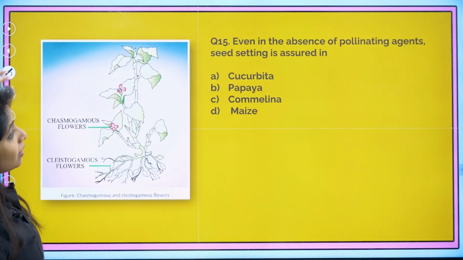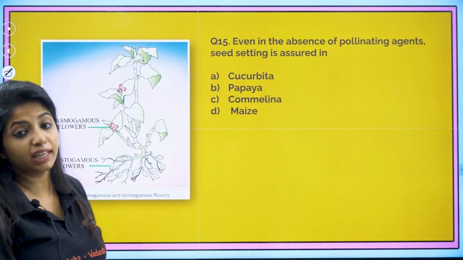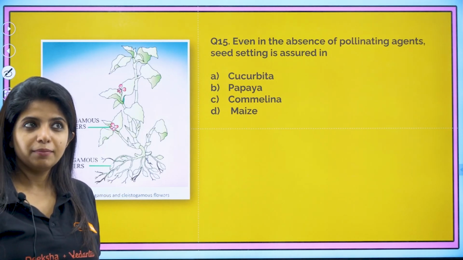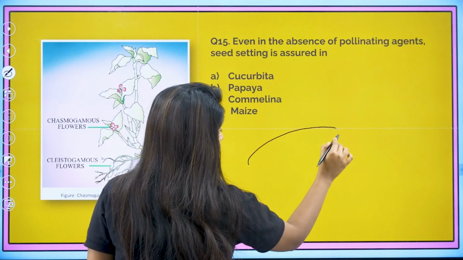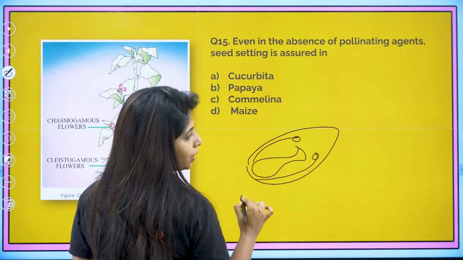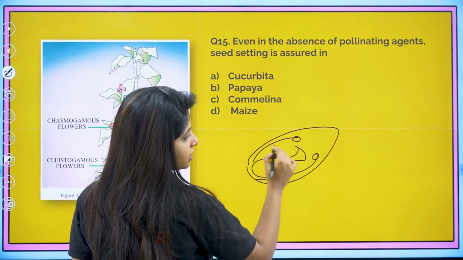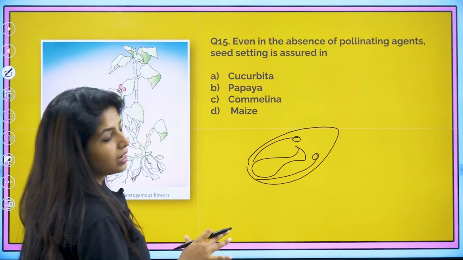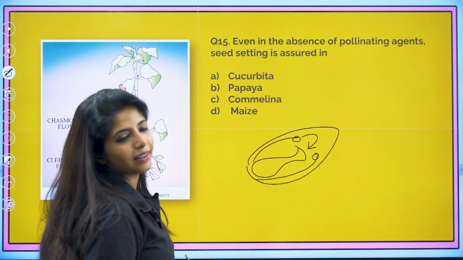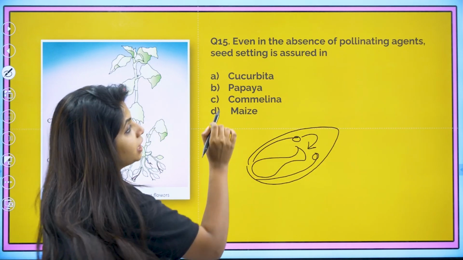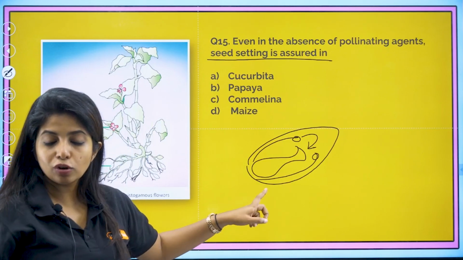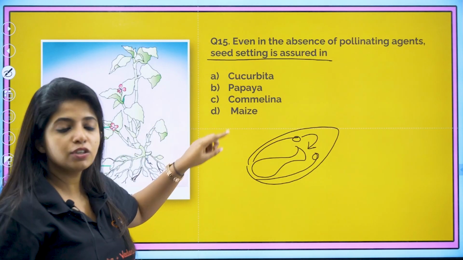Now going ahead, even in the absence of pollinating agents, seed setting is assured in. You do not need any pollinating agents, but seed will definitely be formed. How? Well, it can happen if the flower is closed and the flower has both the female as well as the male part. If the flower is closed, my dear children, do you think you need pollinating agents? No. Over here the pollen grains will land on the stigma and do the whole thing. So even in the absence of pollinating agents, seed setting is assured in which plant? Do you know which plants have this closed type of flowers? Cucurbita, papaya, commelina, maize. Your answer is what?